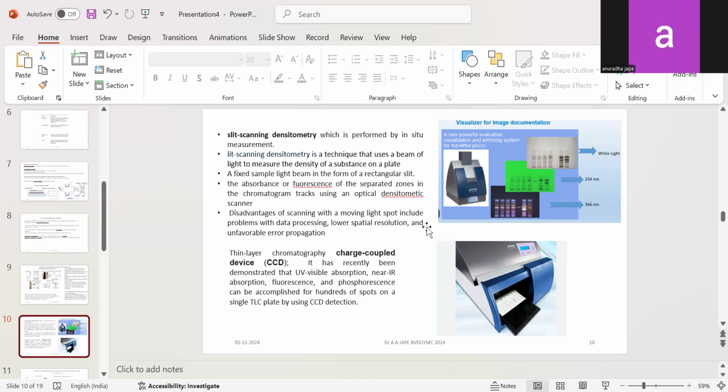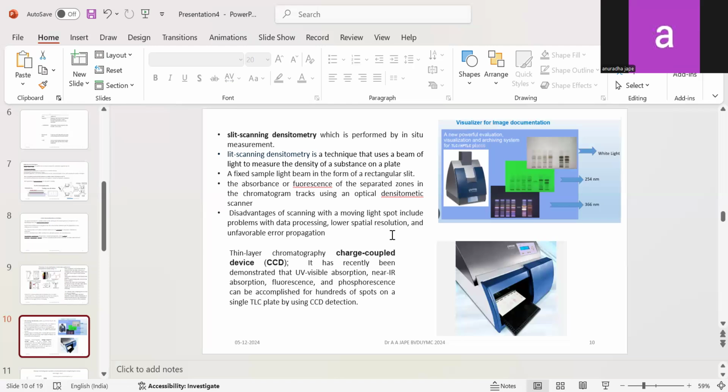So light scanning densitometry is the technique used wherein a beam of light is allowed to pass at a particular angle and it falls onto the slide. It is allowed to pass through a rectangular slit so that a specific small quantity of the beam of light is selected and allowed to fall onto the sample. And the optical densitometric scanner is going to produce the data sheet, which is going to be useful to understand the different types of analytes present in it in terms of their quantity.